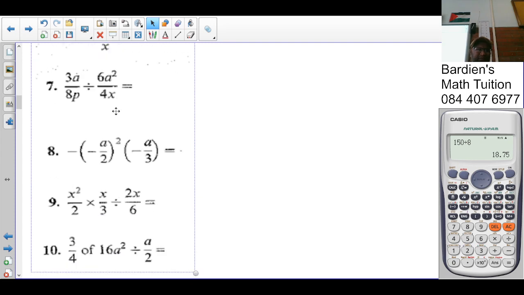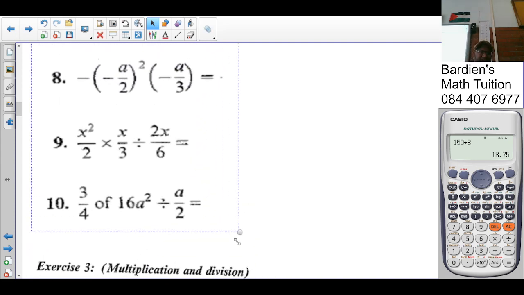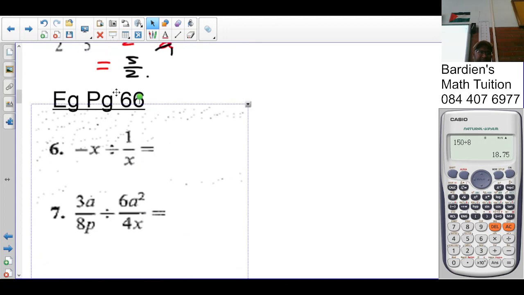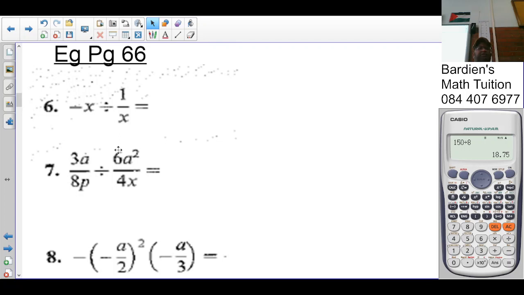Yesterday we did not complete all the examples, not so? So I said we're going to start with the examples first. The examples on page 66. Right, so let's do example 6 quickly.